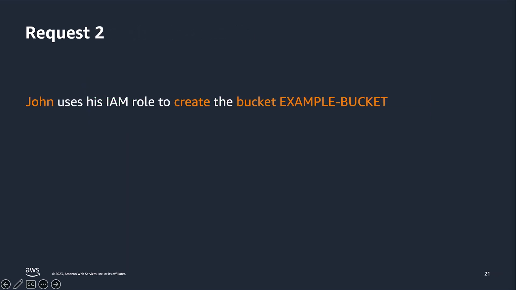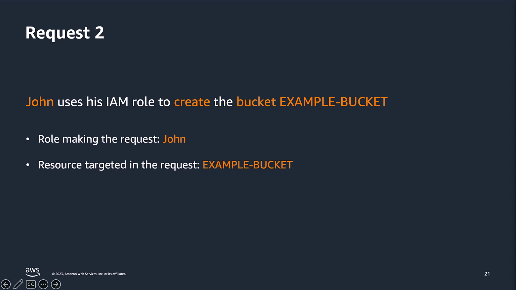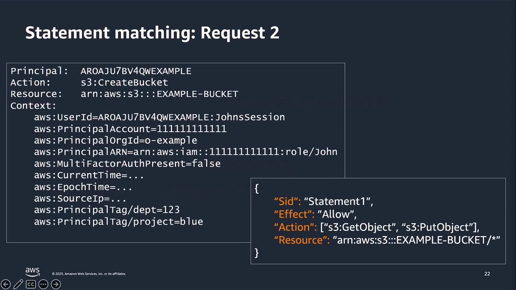Let's move on to request 2. In request 2, John uses his IAM role to create the bucket example bucket. And again, the role making the request is John. The resource targeted in the request is the example bucket. And the action performed by John is the S3 create bucket action. We again compare the authorization context to the request.